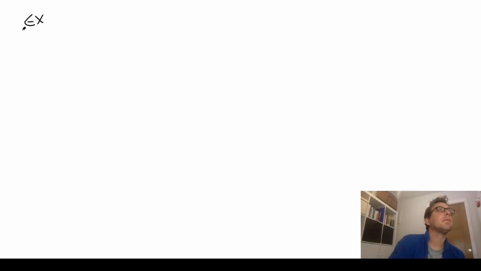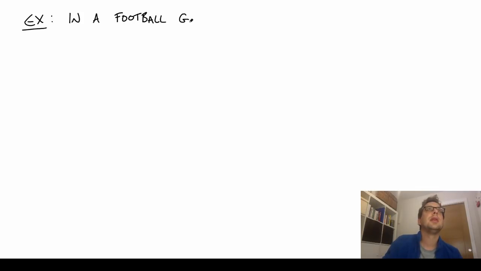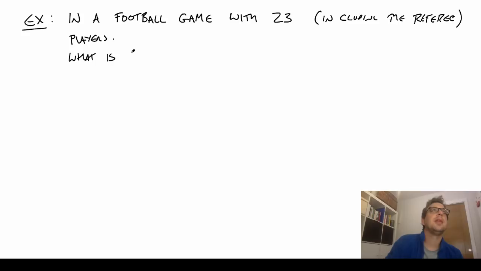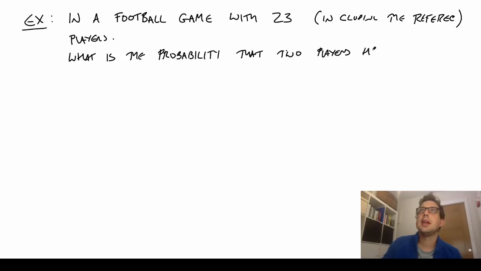Next, the following is quite a famous example. In a football game, that consists of 23 players, including the referee, not including the linesman. So in a football game with 23 players, what is the probability that two players have the same birthday?